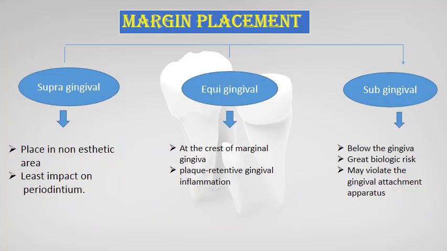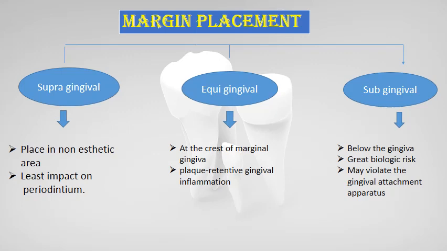Margin placement. A clinician is presented with three options of margin placement: supragingival, equigingival, and subgingival. Supragingival margin. It has the least impact on the periodontium. This margin location has been applied in the non-aesthetic area due to the marked contrast in color and opacity of traditional restorative material against the tooth.